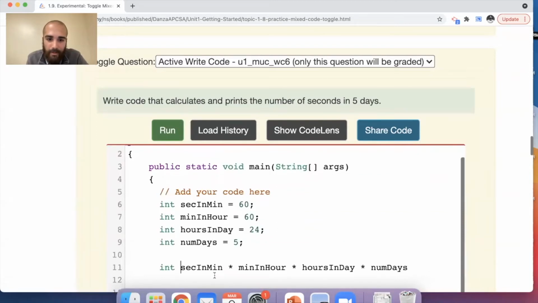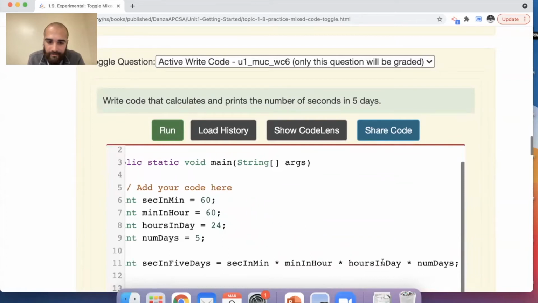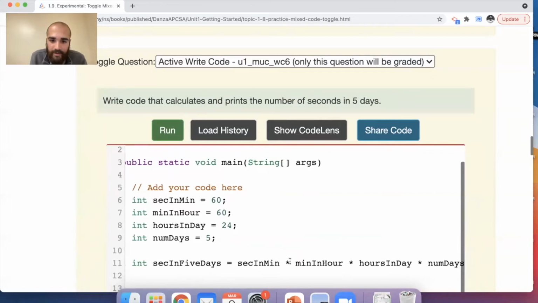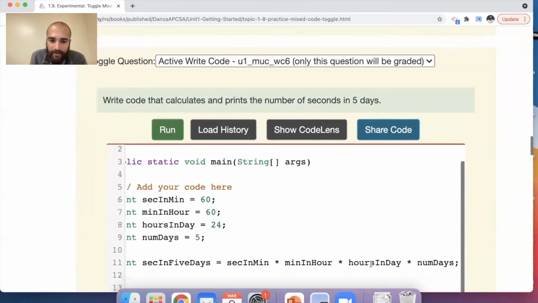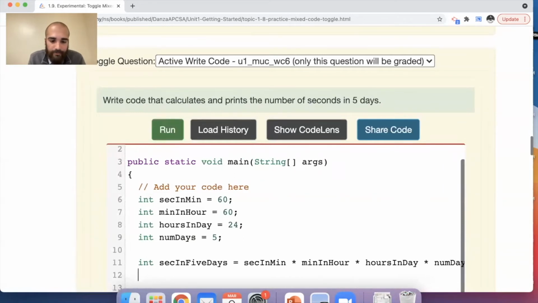I guess I got to declare the name of it first. Int, and I'll say seconds in 5 days. So I create a variable seconds in 5 days, and then I multiplied all that together. And then let's print it out. I'll say system.out.println. I'll say seconds in 5 days.